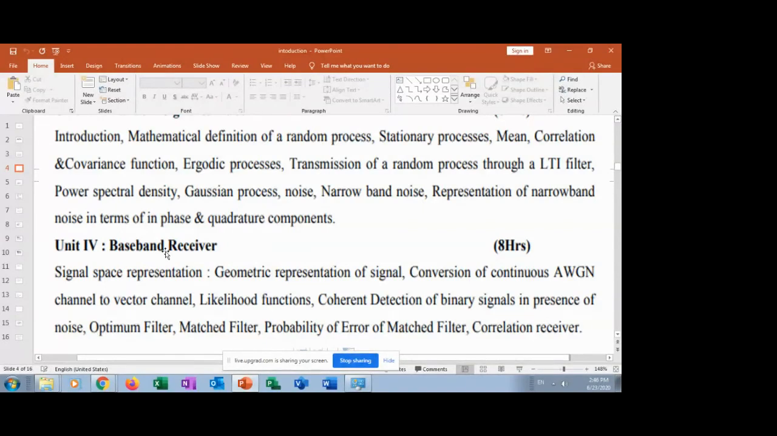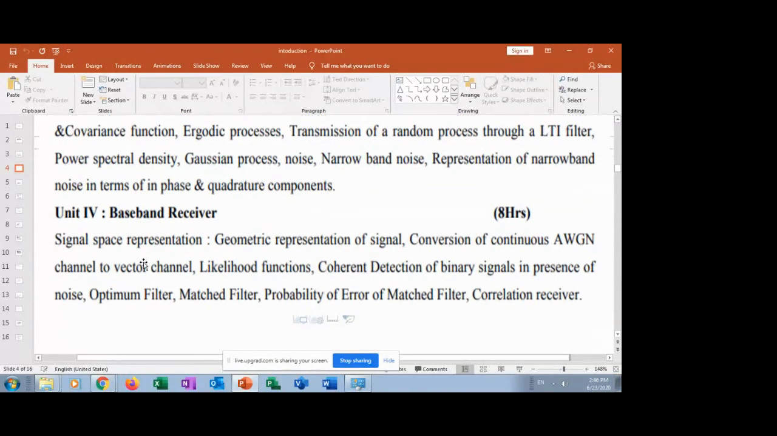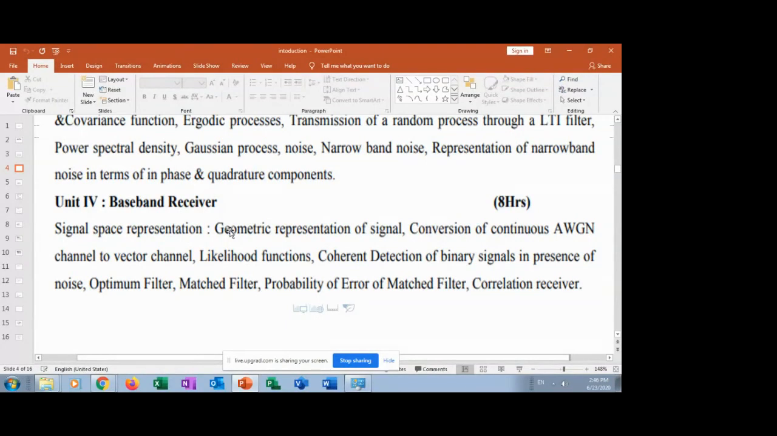Now here, unit number 4, the baseband receiver. As we know, for different signals we need a special type of receiver. Already in analog communication, we went through different types of receivers that we design for amplitude modulation and frequency modulation.